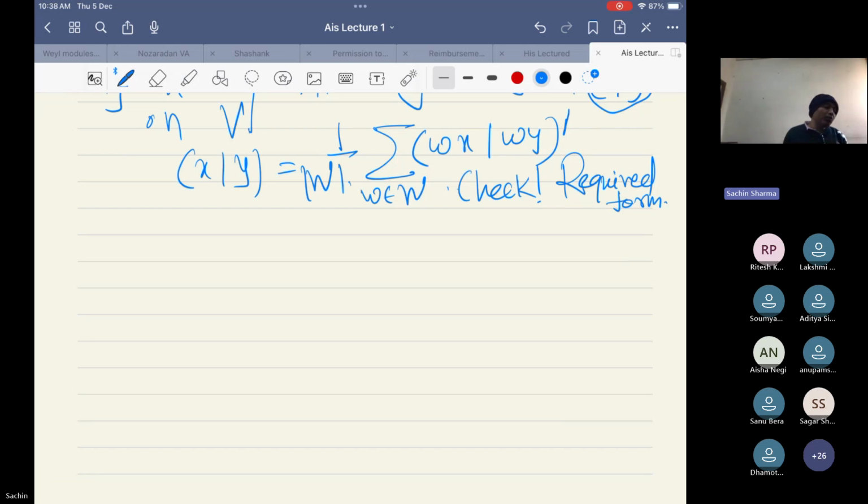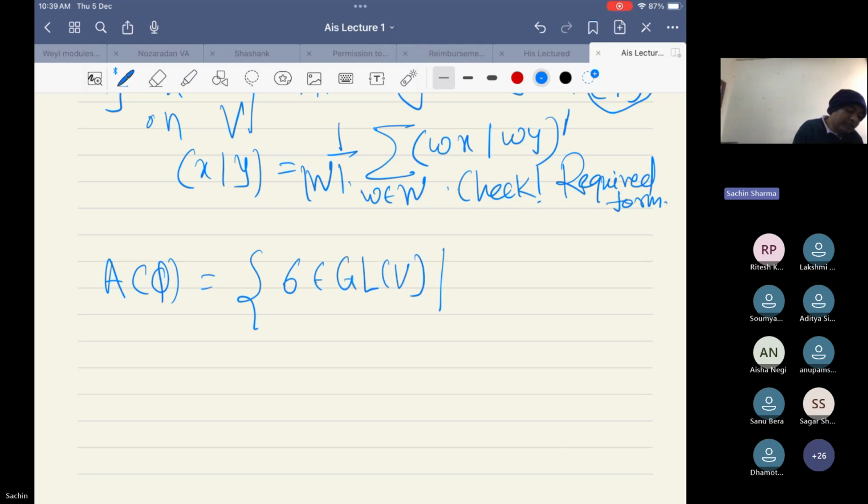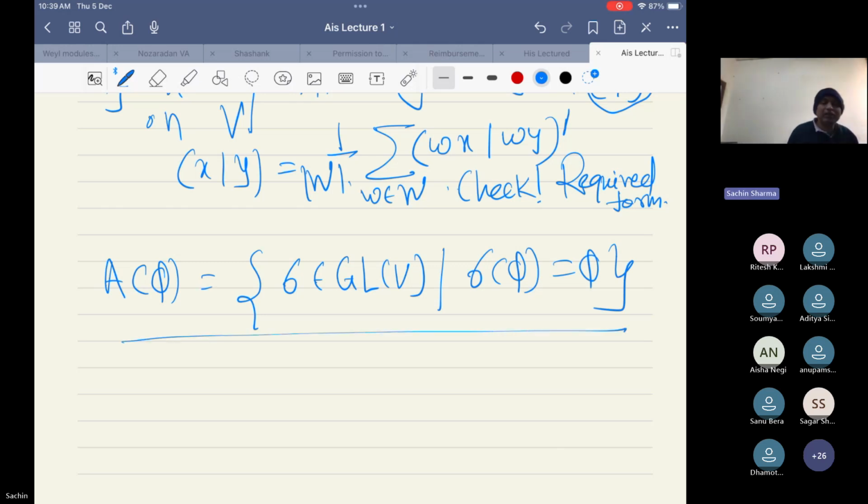In fact, we can do more. So define A phi, the set of all sigma belonging to GL(V) such that sigma of phi is equal to phi. Okay. What is the difference between A phi and W?